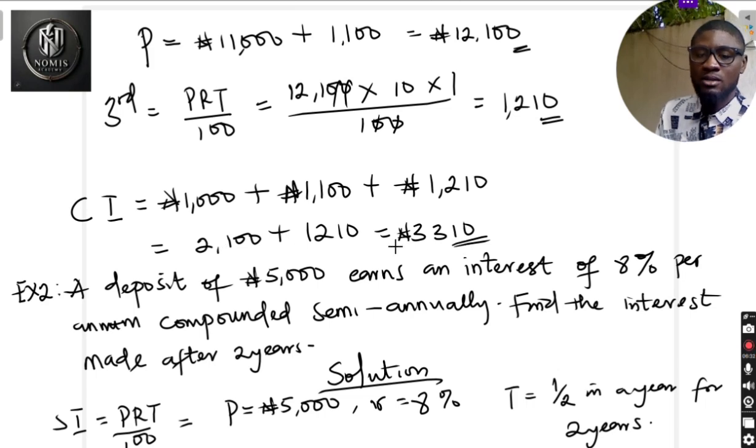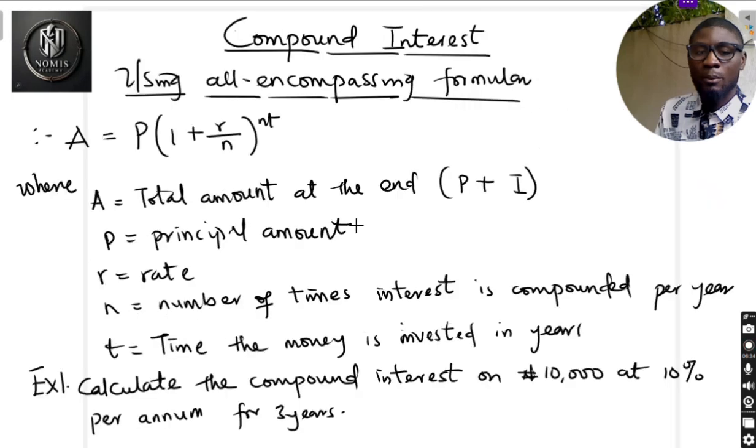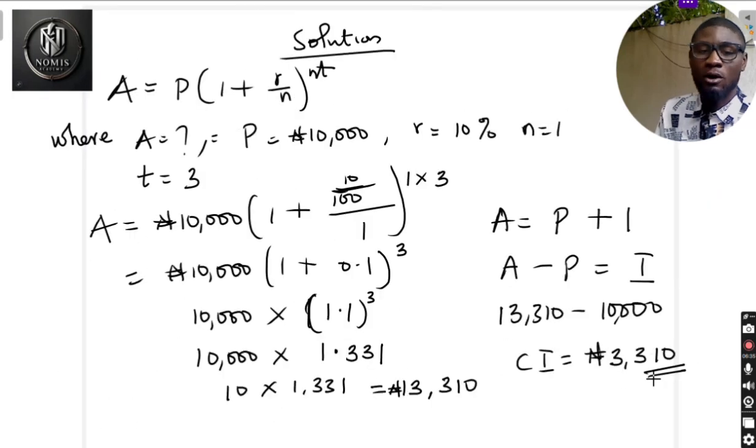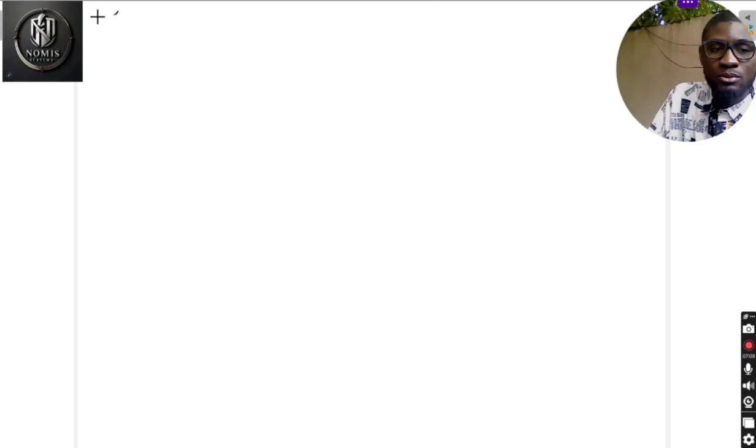Can you see the same 3,310? So you may want to go back and watch the video on how we got 3,310 using the simple interest formula. So the compound interest formula solved it for us and we got the same answer. Let's take example 2 that we also used in the simple interest formula. So let's use the all-encompassing formula to calculate the second example. So let's go.